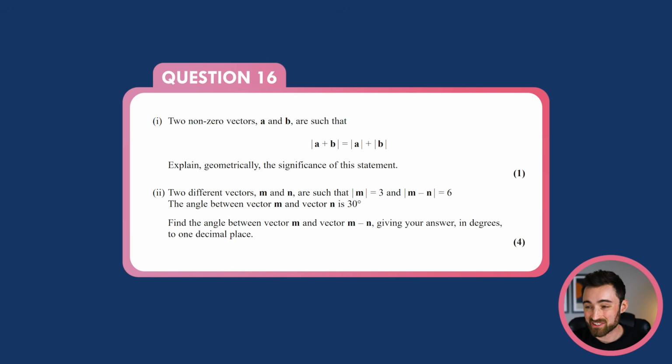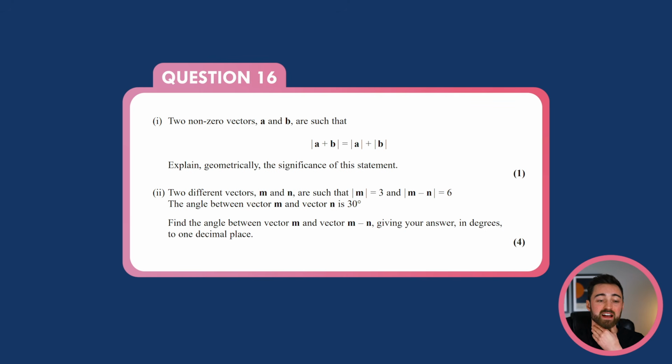16. I'm hoping this is the last question because I am starving. So it says 2 non-zero vectors A and B are such that the modulus of A plus B is the same as the modulus of A plus the modulus of B. Explain geometrically the significance of this statement. Right, that's actually pretty grim, you know.